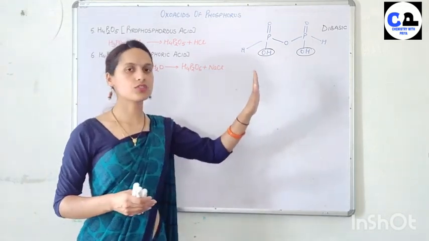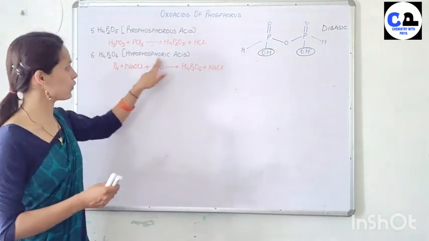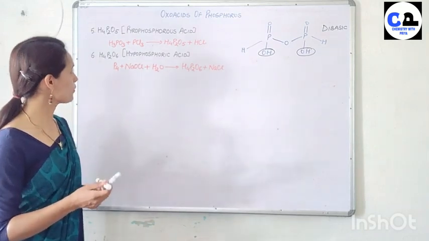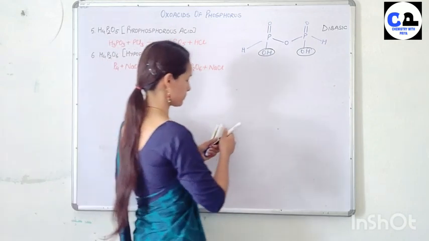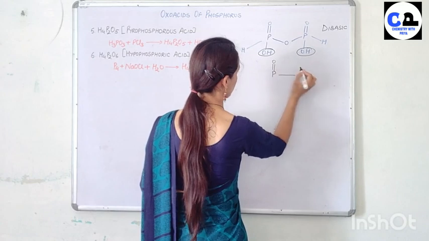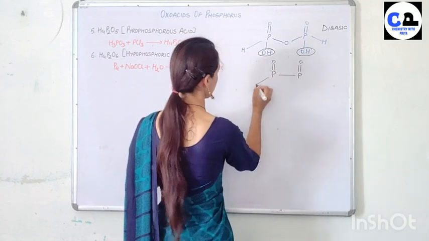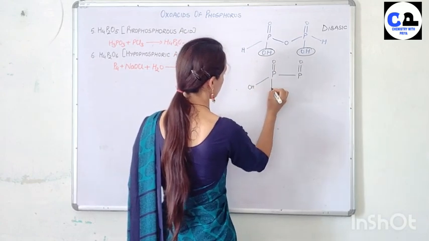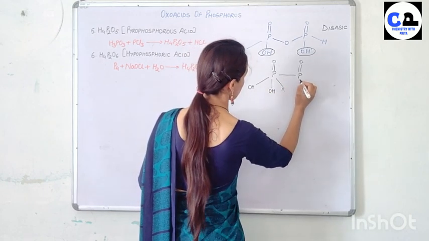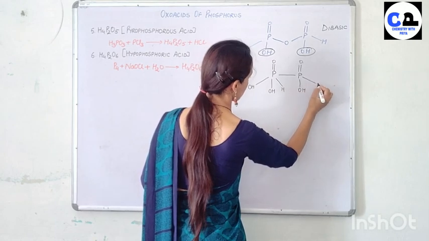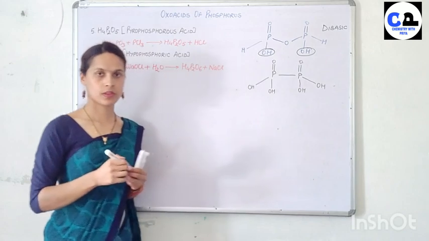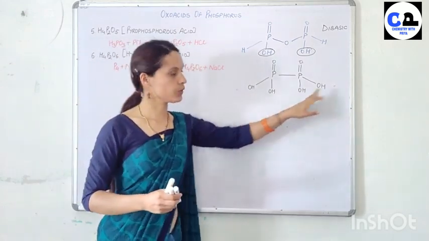Now, if we talk about the structure of hypophosphoric acid, it is P double bond O, OH, H, OH, OH. This. Clear? OH, OH, OH, OH.